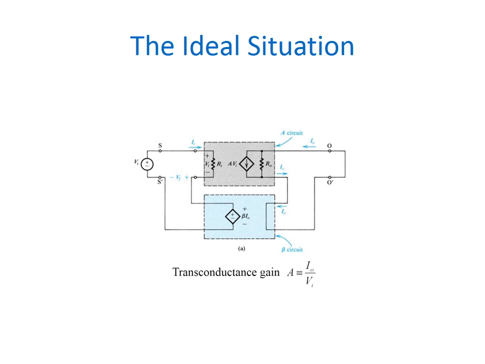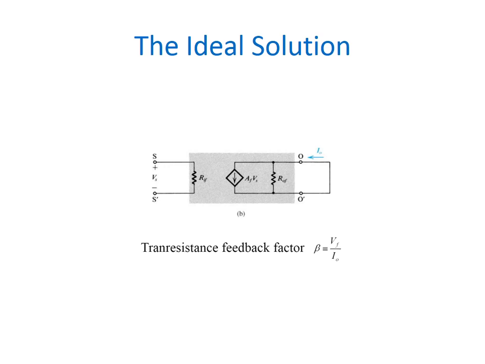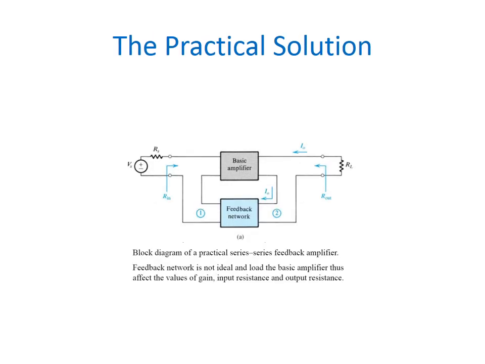See here, the output value is in terms of current and the input is in terms of voltage, that's why we are calculating I0 by Vi. So this is the equivalent circuit for the previous circuit. Here the beta factor can be calculated as Vf by I0. So this is the practical series feedback amplifier.